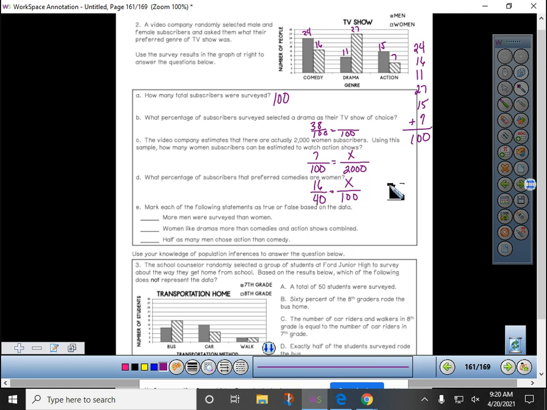Half as many men chose action than comedy. Wait, true. Is 15 half of 24? No. False.